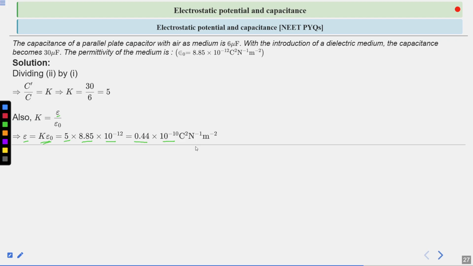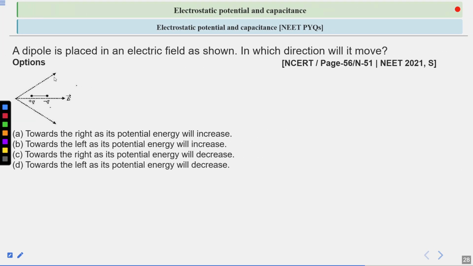Okay, let's move on to the next question. A dipole is placed in an electric field as shown. In which direction will it move? So this is the dipole, this is the negative charge, and this is the positive charge. The dipole moment is in the direction of negative to positive charge, and this is the direction of the electric field. This electric field is non-uniform. This is the source from where it is produced. But this dipole is along this electric field line.